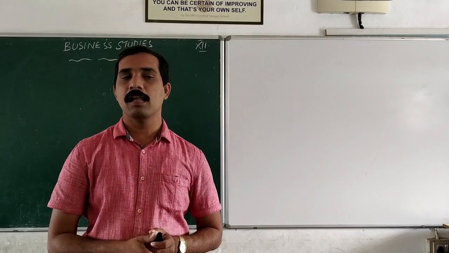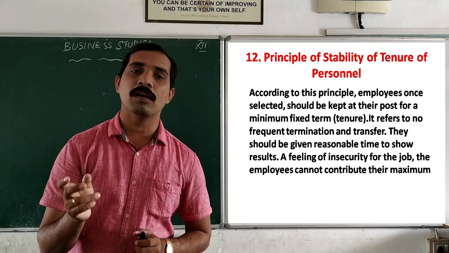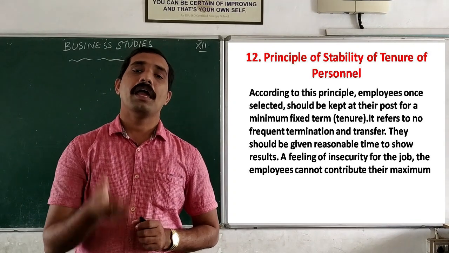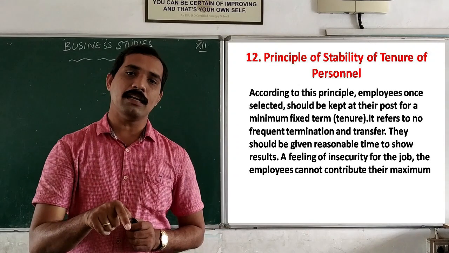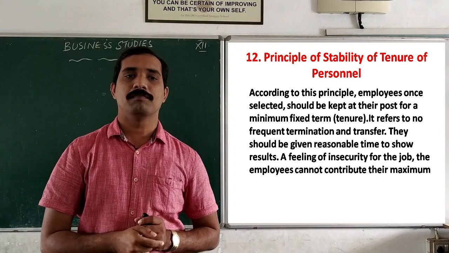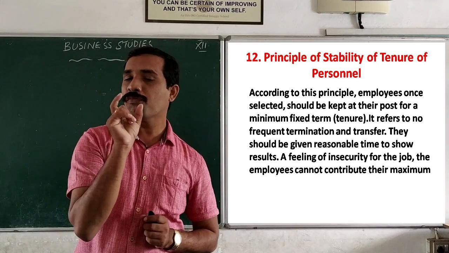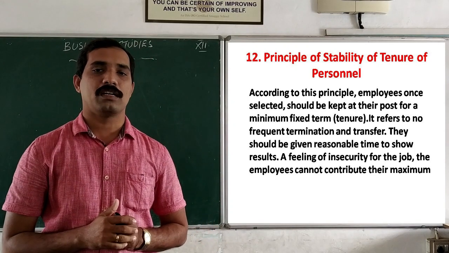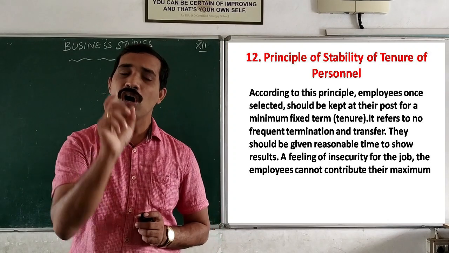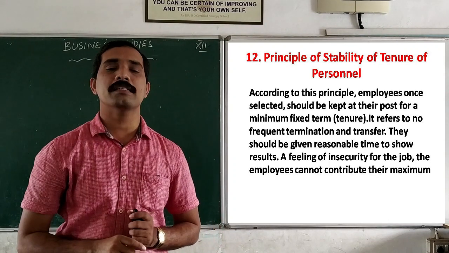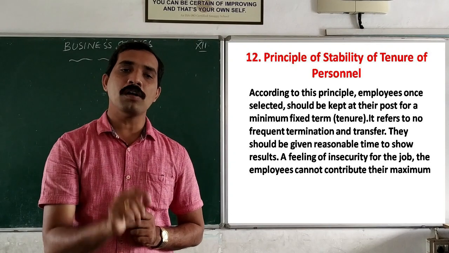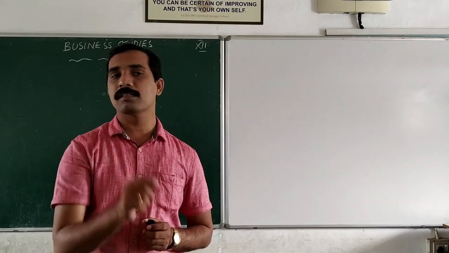Next, the 12th principle, stability of tenure of personnel. So what is it? According to this principle, employees once selected should be kept at their post for a minimum fixed term. It refers to no frequent termination and transfer. They should be given a reasonable time to show results. With a feeling of insecurity for the job, the employees cannot contribute their maximum. That is the principle.